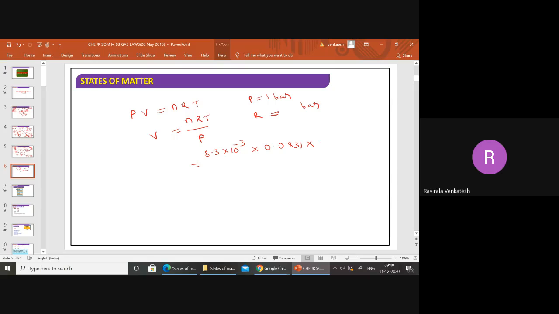Into temperature, how much is given? 20 is given, but I have to take 20 plus 273, that is equal to 293. Right? 293 we have to take. Divided by pressure, they gave 1 bar, so put that as pressure here. Now, if you do the calculation part, we get the answer. So take 83 into 10 to the power of minus 4, 831 into 10 to the power of minus 4, and multiply by 293, into 10 to the power of minus 8.